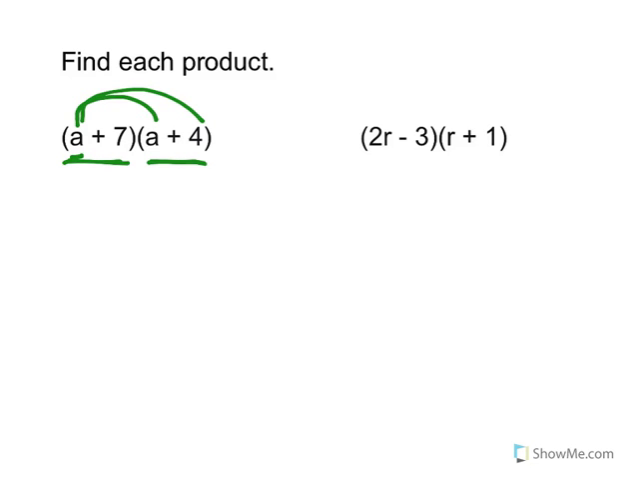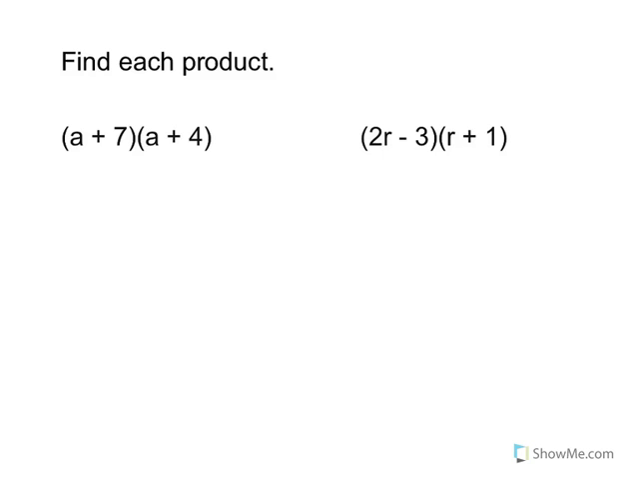And then we go ahead and we take the second term in the first polynomial times each term in the second polynomial. So you're taking each term in the first polynomial times each term in the second. Okay? So I'll show you what I mean by this here. So let's go ahead and multiply a plus 7 times a plus 3.